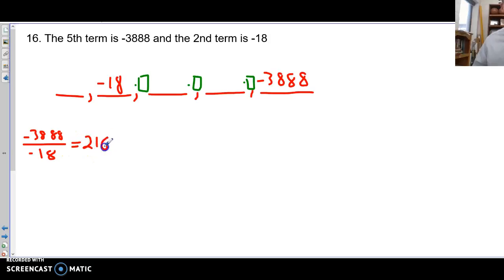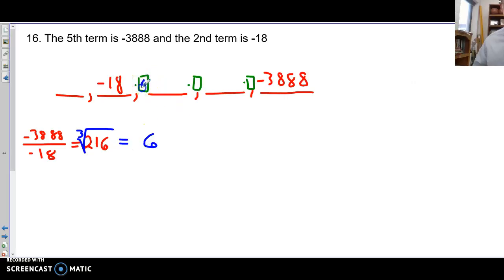Okay, so with the previous example, we got 9, and then we took the square root of that because we had multiplied by 2 things. Here, I multiplied negative 18 by something times something times something, so 3 common factors. 3 common factors between negative 18 and negative 3,888 means I should take the cube root of this. The cube root of 216 is 6.